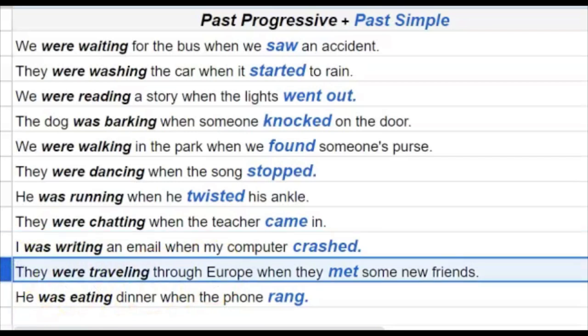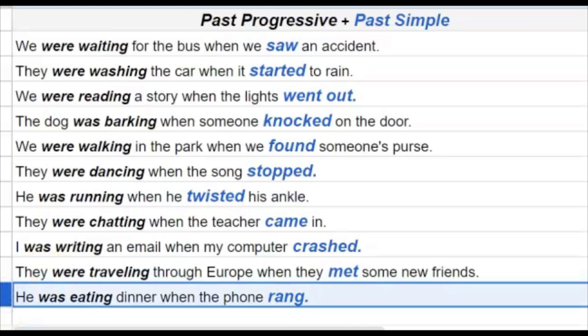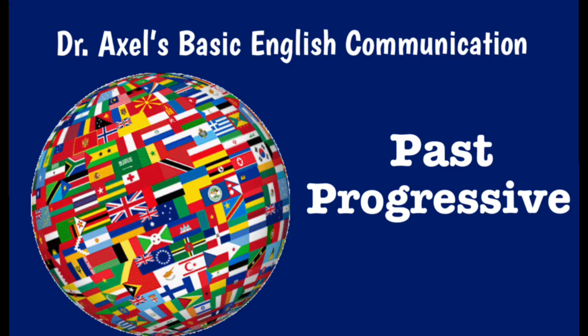They were traveling through Europe when they met some new friends. Were traveling, past progressive, met, past simple. And last sentence: he was eating dinner when the phone rang. Was eating, past progressive, and rang, past simple. Eating is another one of those words in American English that, even though it has a T, is pronounced with a D. Eating. He was eating dinner when the phone rang. This has been an explanation of the past progressive, or the past continuous.